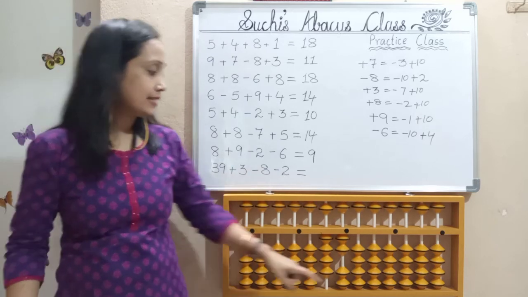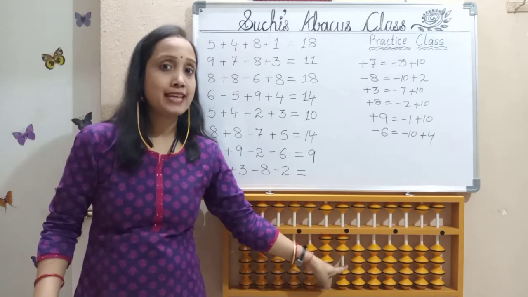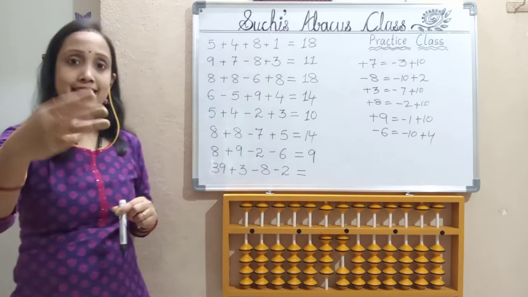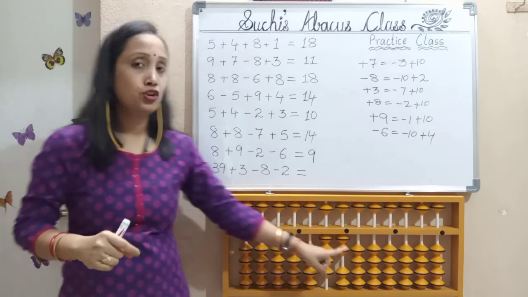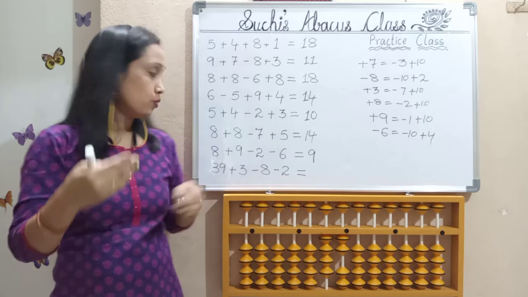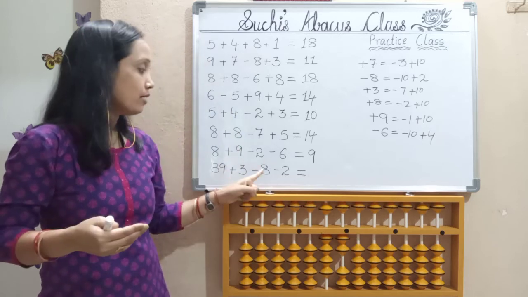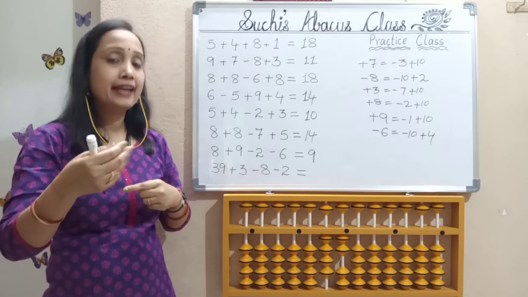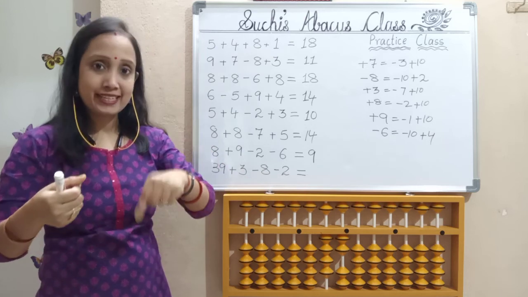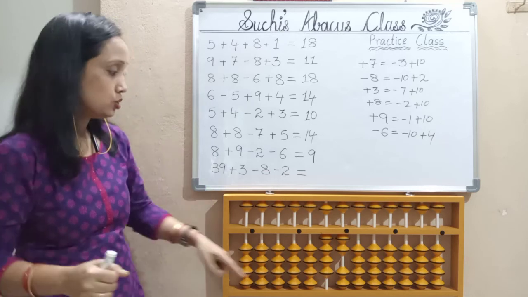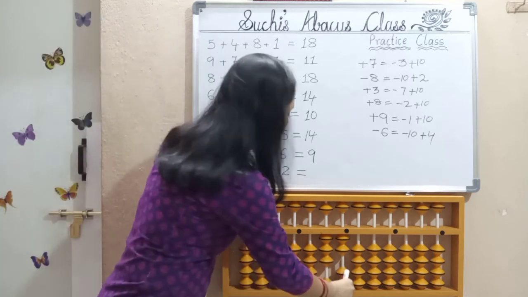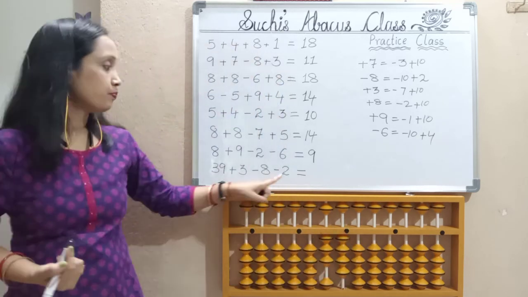Next, less 8. See, again in 1's place I need 5 and 3 pins out, but it's not possible. So for less, who should go out? 10 should go out. And for 8, whose friend? 2 is the friend. So it is less 10 and 2. This 10 should go out and 2 should come in.